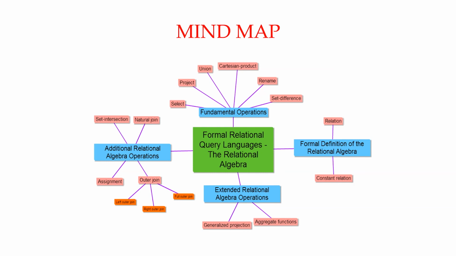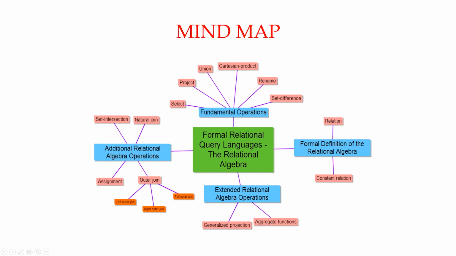Now, let us look at the mind map. So, it gives even more a better understanding of what we have seen till now. So, the core concept is formal relational query languages, which means the relational algebra which we have focused. So, relational algebra we have defined, it is a procedural query language and it takes relation as input and produces one relation as an output. After that, we have seen what are all the fundamental operations: select, project, union, Cartesian product, rename, and set difference.